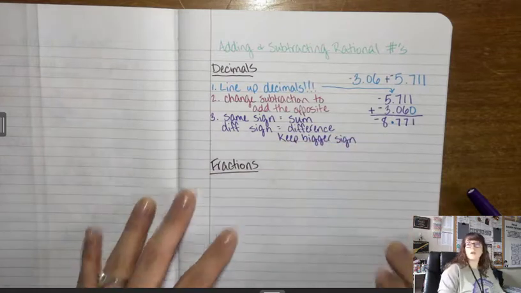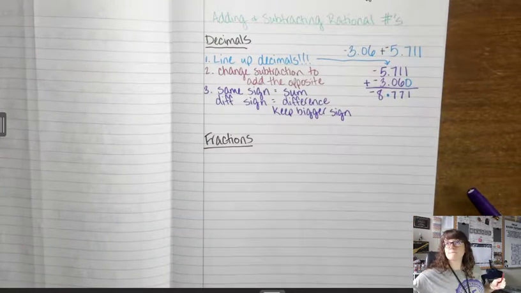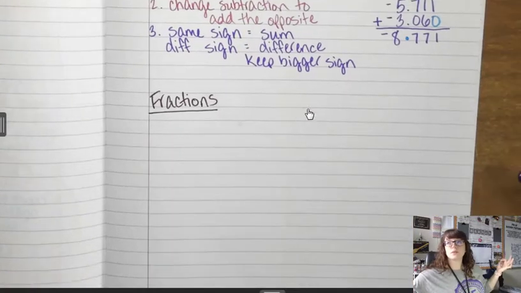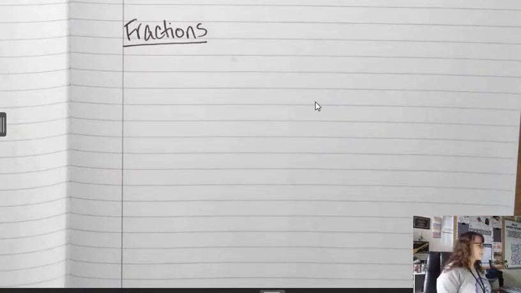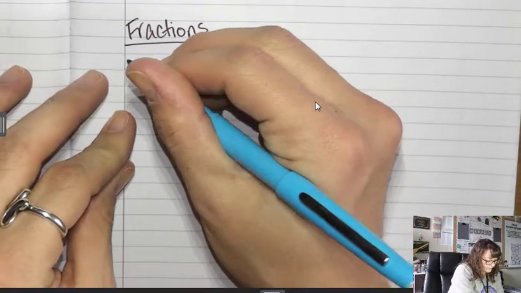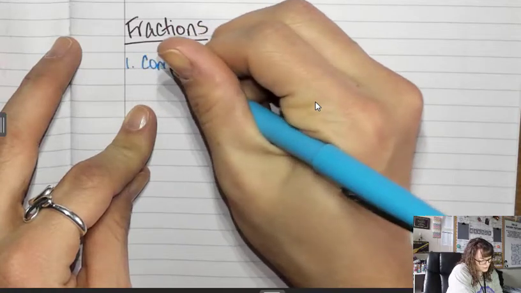Fractions. What is the biggest rule about adding fractions? Whatever you do to the bottom, you have to do to the top. But why do we do anything to the top and bottom? What is our goal with doing things to the top and the bottom? To get the bigger number? No. Same denominator. There it is. We have to have a common denominator.